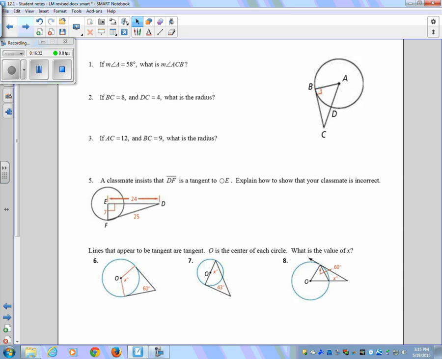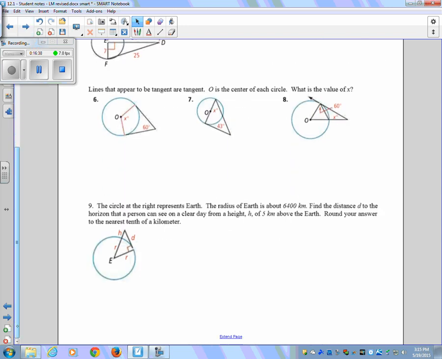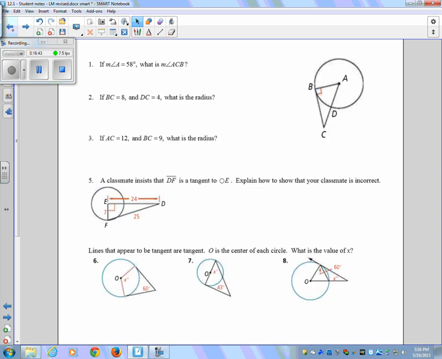Okay, so these next few problems are some that I would like you to try before class tomorrow. Do 1 through 8 by class time tomorrow, and we'll look at the answers then. Okay, thanks.